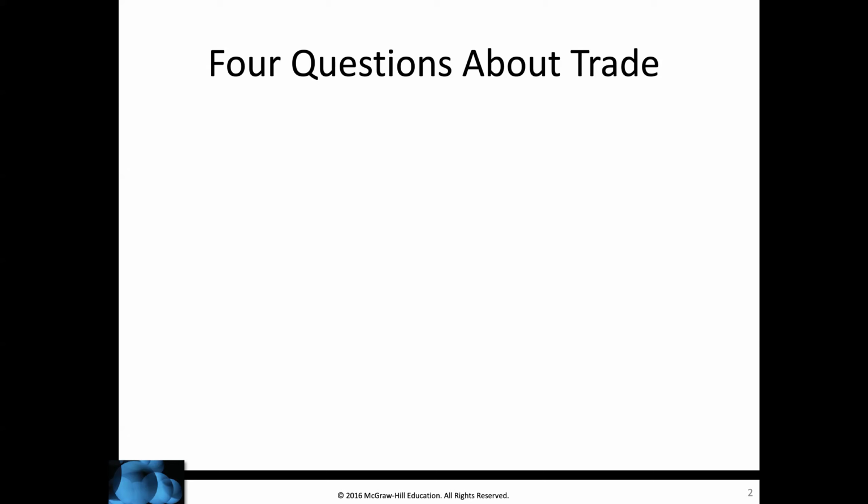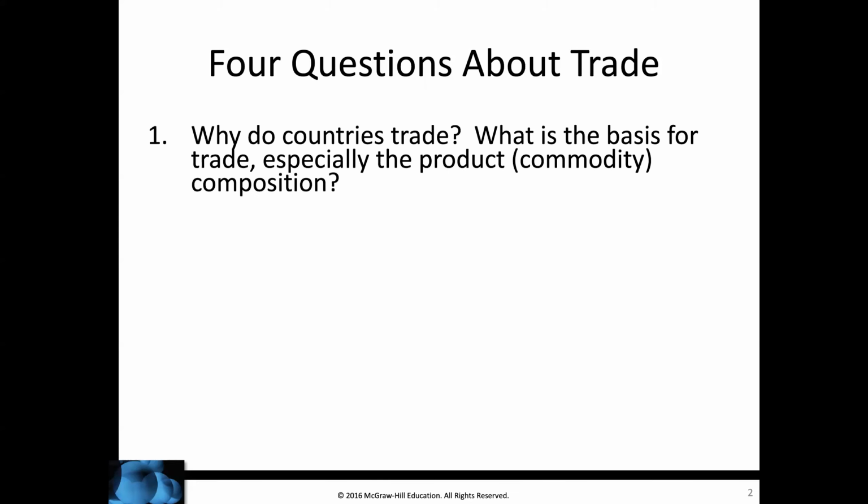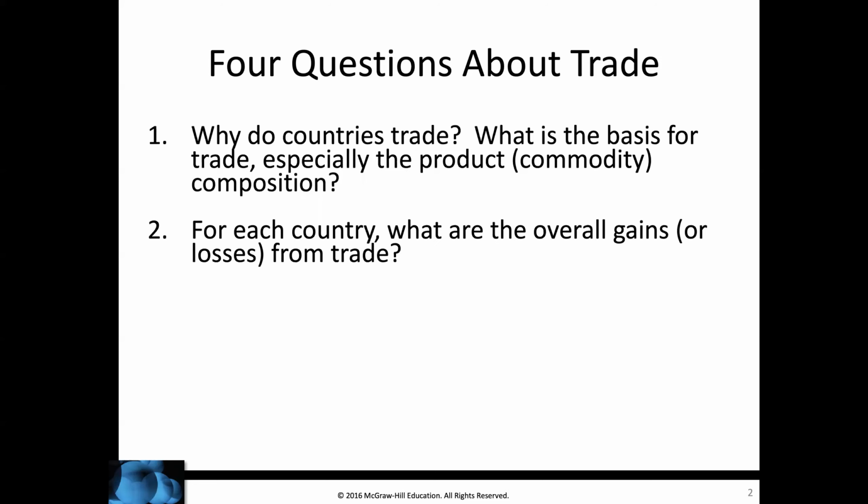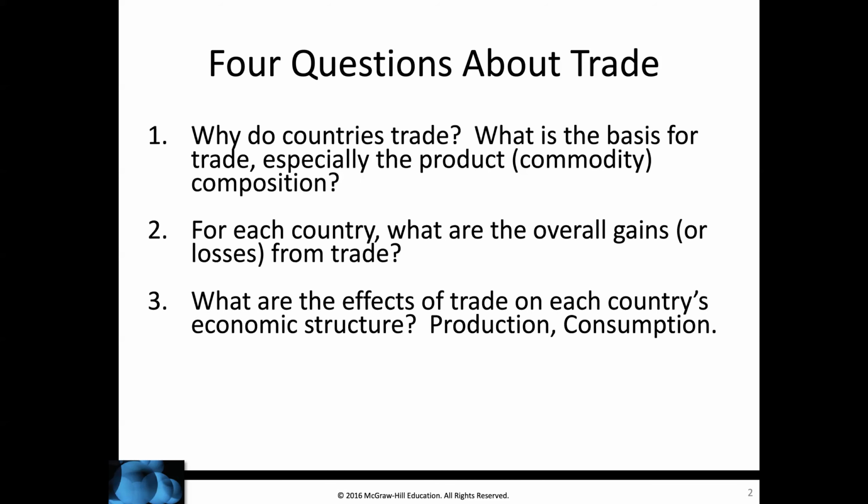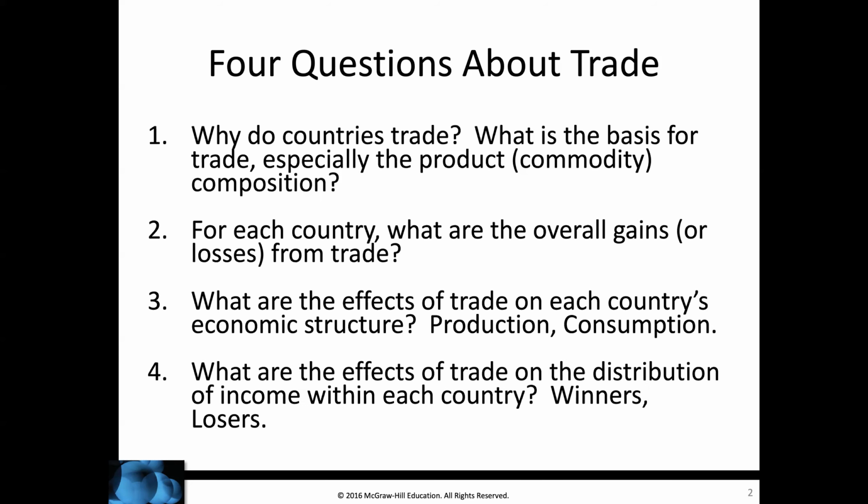Okay, so we're going to answer 4 questions about trade, looking at it from these two different worlds. The first question is, why do countries trade? What is the basis for trade, especially the product or commodity composition? Number 2, for each country, what are the overall gains or losses from trade? 3, what are the effects of trade on each country's economic structure, production and consumption? And 4, what are the effects of trade on the distribution of income within each country? Who are the winners and who are the losers?